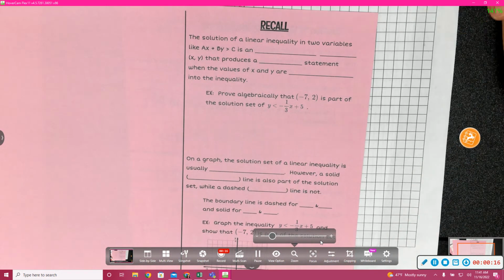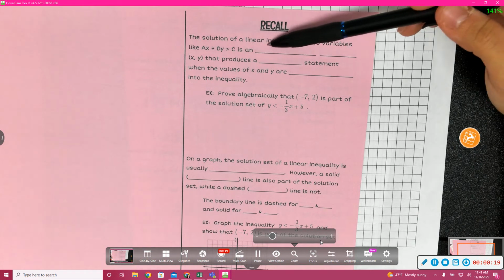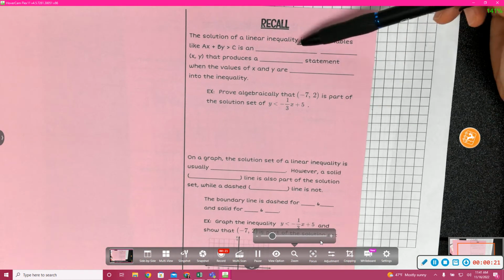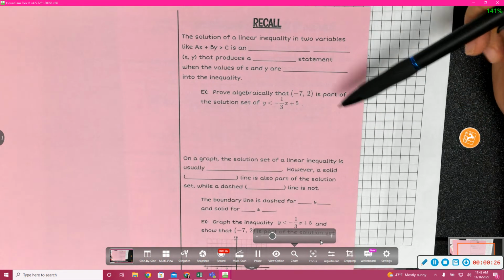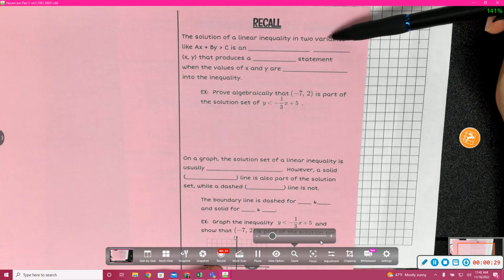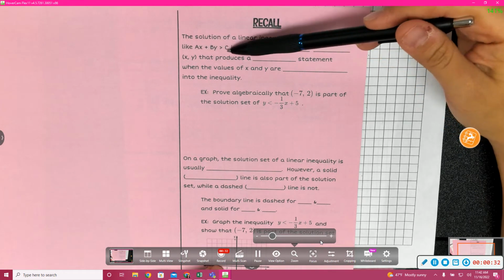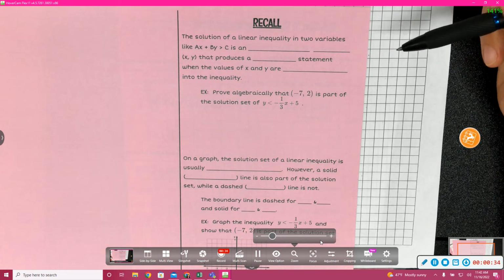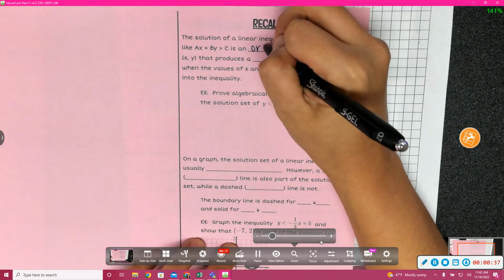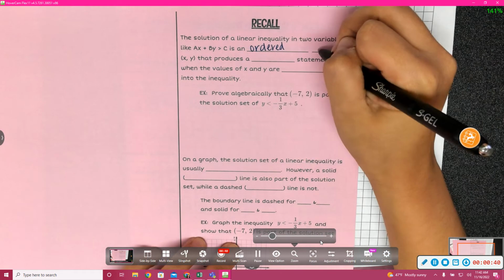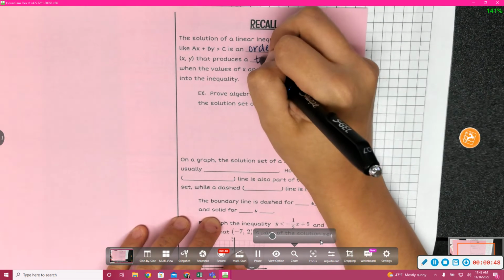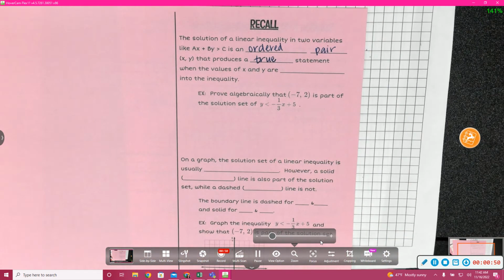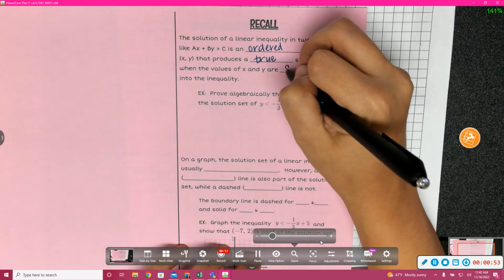So today we're talking about systems of linear inequalities. Yesterday we did linear equations. Today we're doing inequalities, so that means it does have a less than or greater than sign, or less than or equal to. So the solution of a linear inequality in two variables like ax plus by equals c is an ordered pair, which is in the form of x, y, that produces a true statement when the values of x and y are substituted into the inequality.